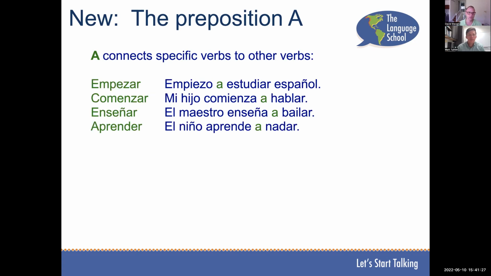Eso. All right. Not 100% of the time, but certain verbs require the word a when there's another verb that follows it. Okay? That especially works with empezar, comenzar, enseñar, and aprender. Can you read these examples to me?